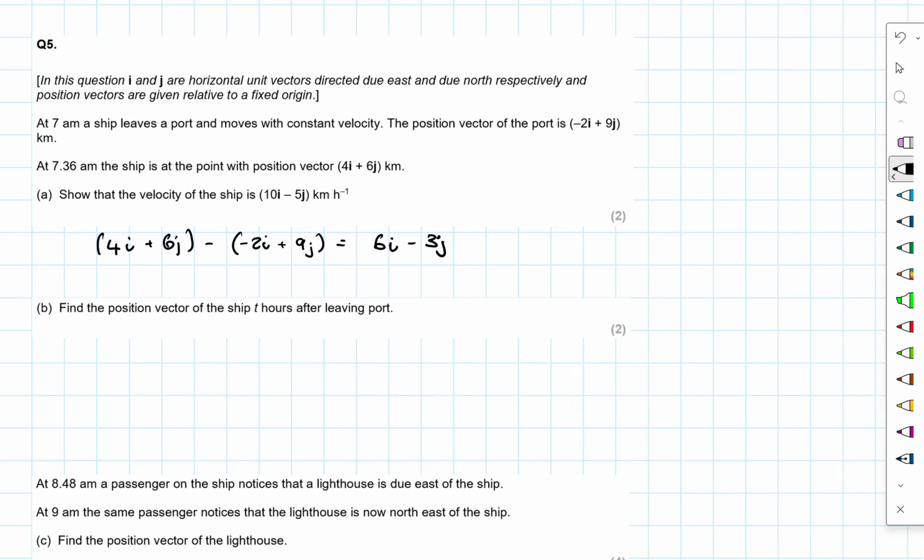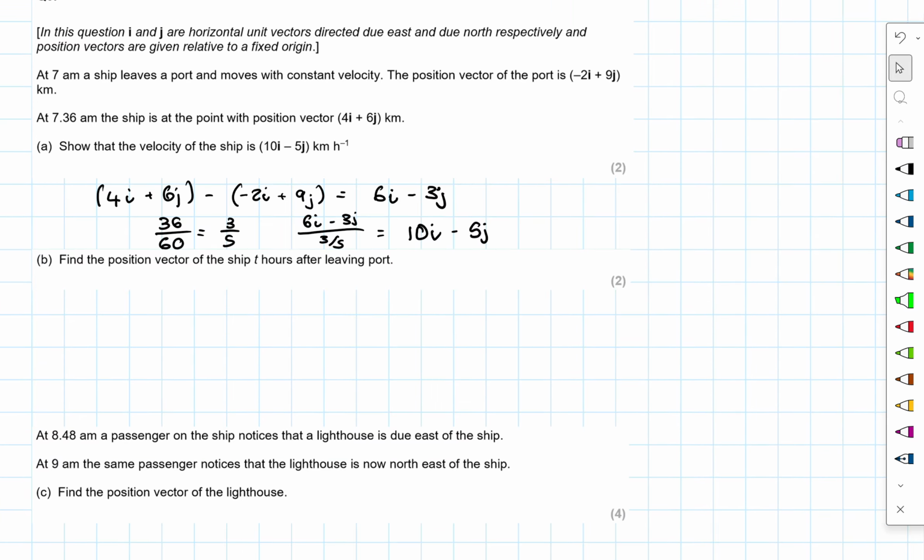And this is in 36 minutes, which is 3/5 of an hour. 36 over 60 equals 3/5. And so we'll do 6i minus 3j over 3/5. And that's going to give us 10i minus 5j. Done.